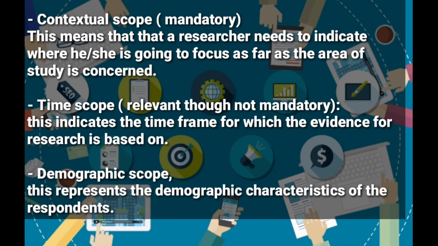So those are the four areas of scope. We have the geographical scope, the contextual scope, the time scope, and then the demographic scope.